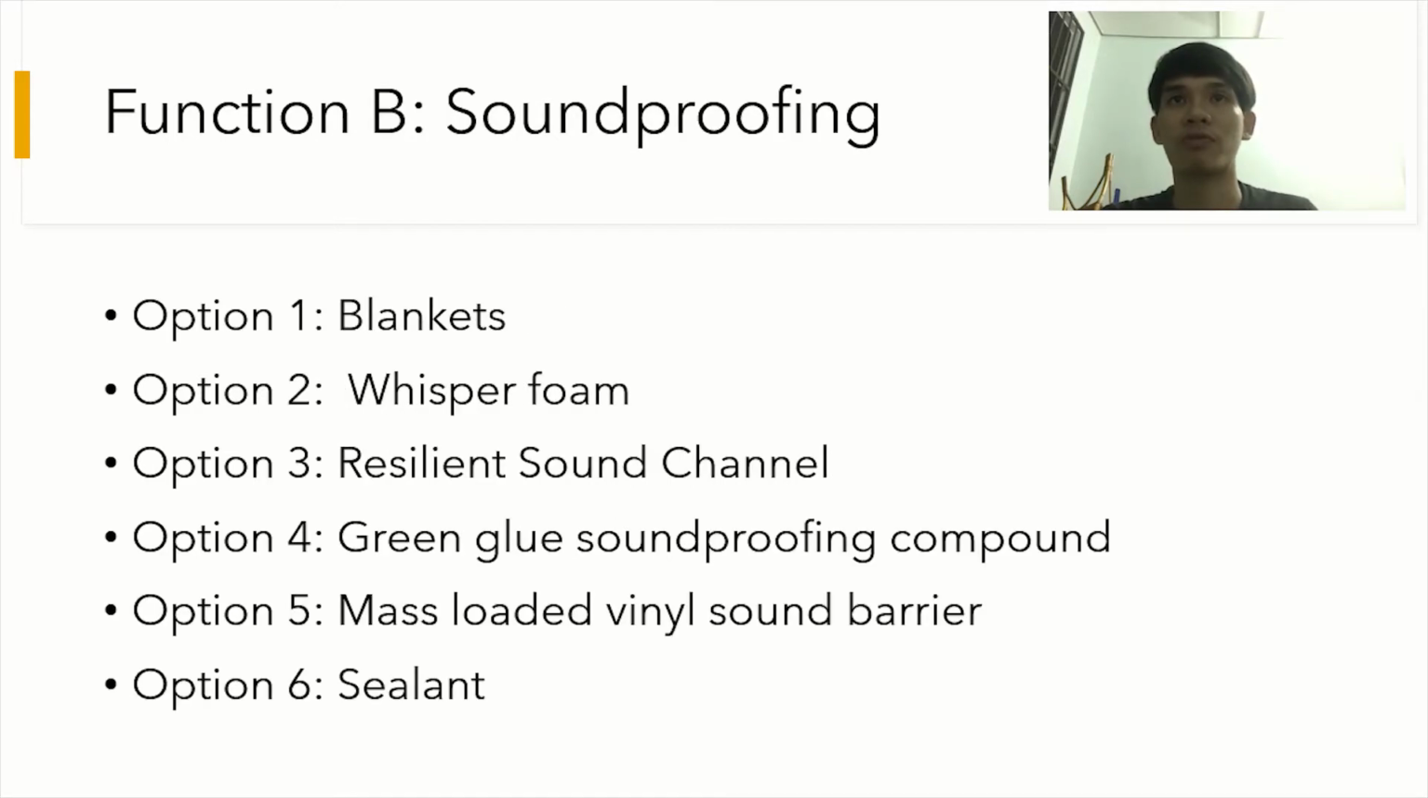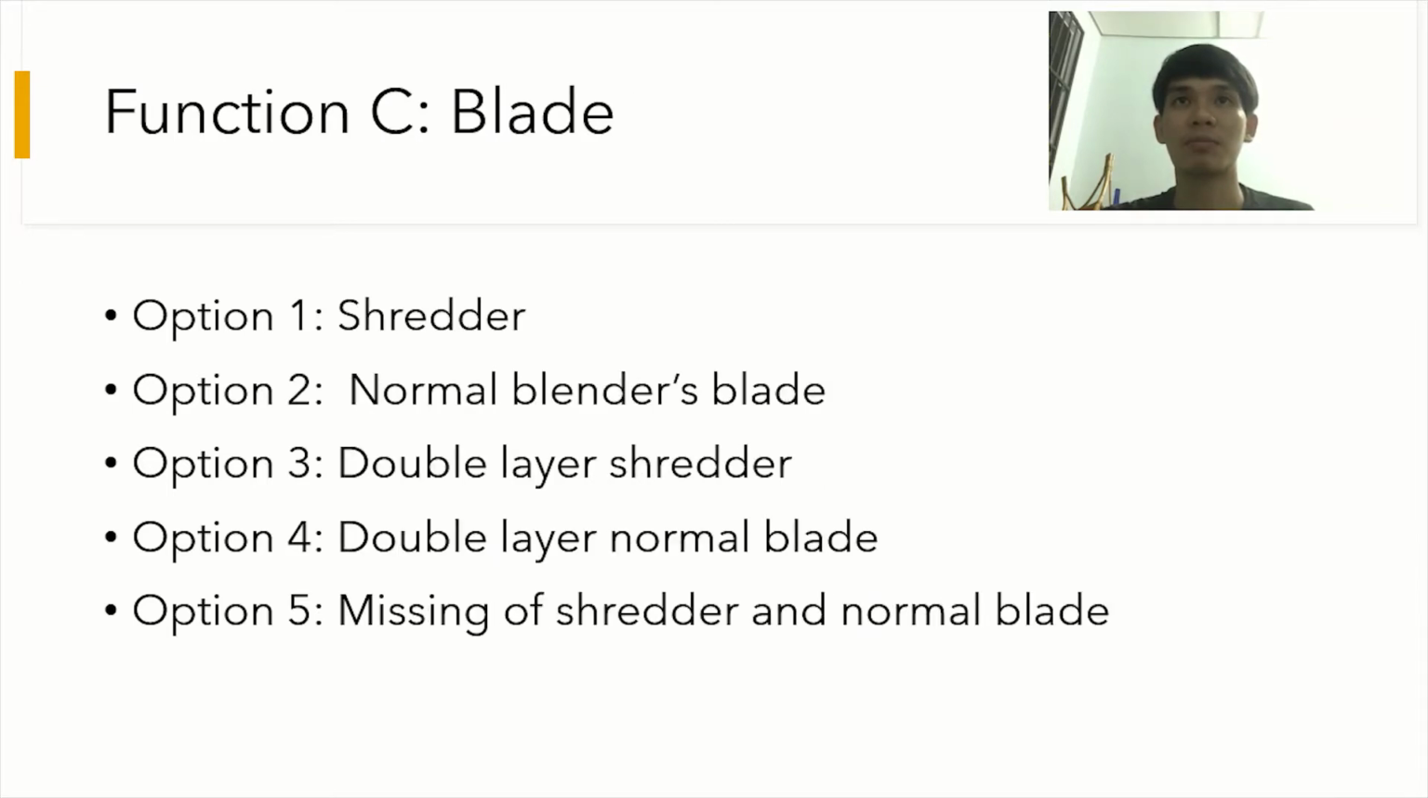Function B, soundproofing. Option 1 blankets. Option 2 whisper foam. Option 3 resilient sound channel. Option 4 green glue soundproofing compound. Option 5 mesh loaded with sound barrier. Option 6 sealant.